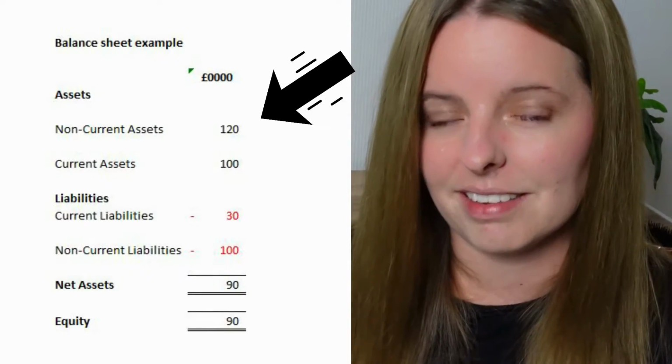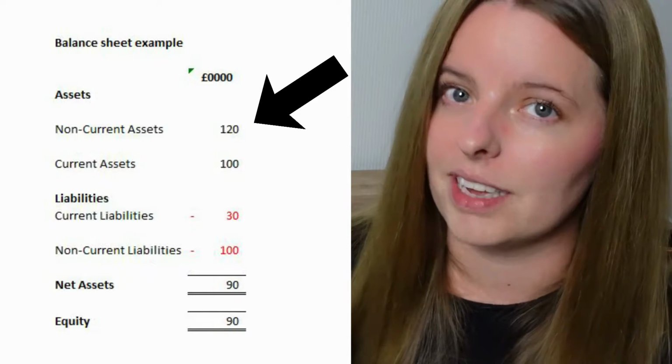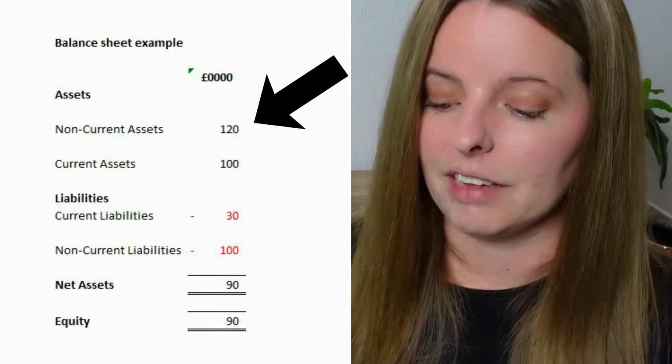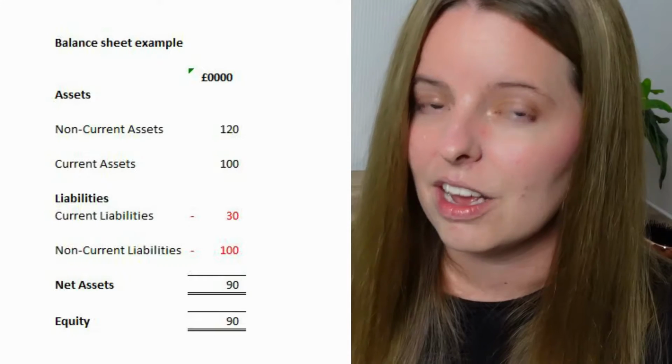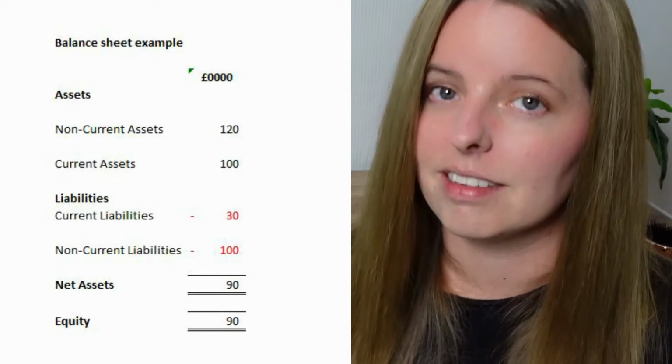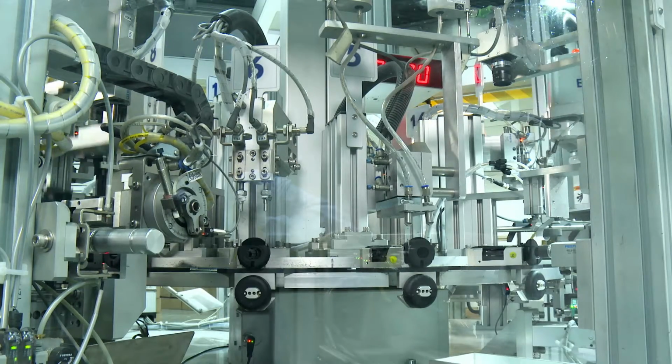So if we start with assets at the top, there are two types of assets that we can have: tangible assets or intangible assets. Tangible assets are things that you can physically touch, like this camera, I can physically touch that. Or it could be the likes of plant and machinery, land and buildings, or vehicles that you own. If you can physically touch that asset, then it'll be labelled as a tangible asset.